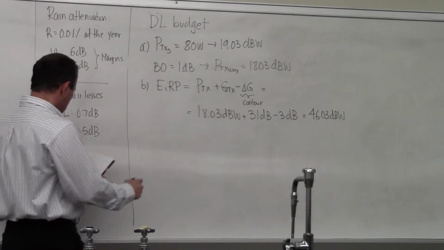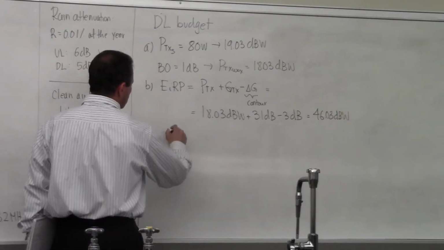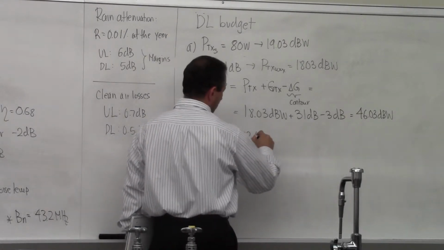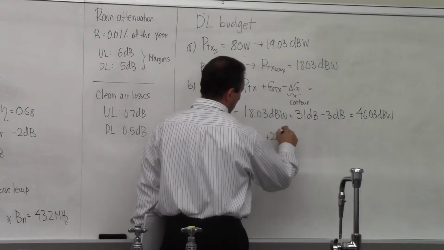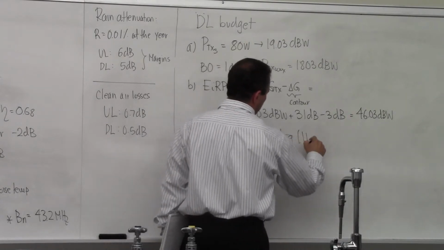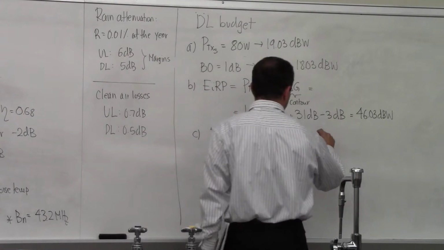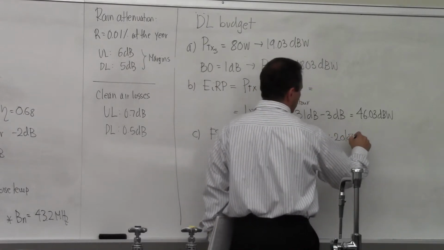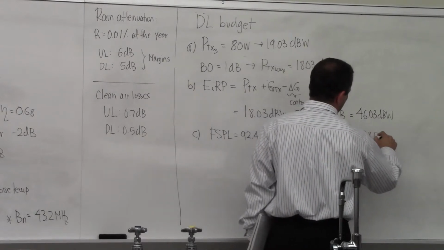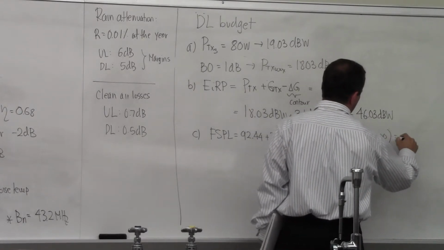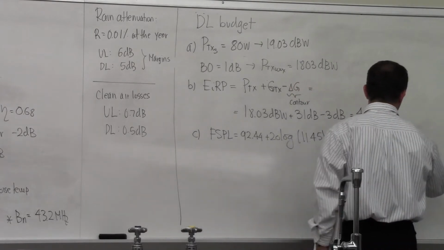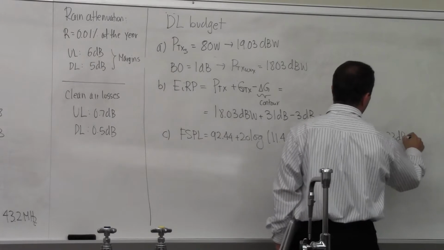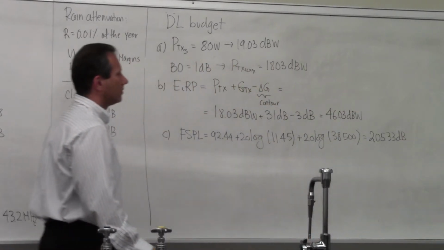Now we already know what comes next. Free space path loss in this case is 92.4 plus 20 log of 11.45 gigahertz, sorry, plus 20 log of the distance, which is 38,500 kilometers, and this gives me a free space path loss of 205.33 dB, slightly lower because we are at the lower frequency.